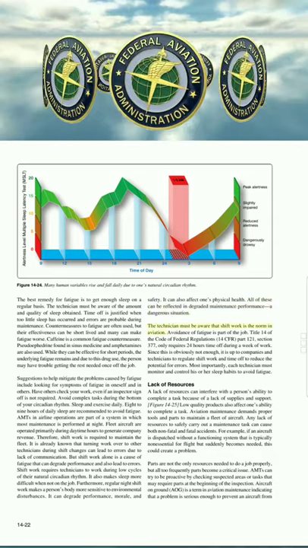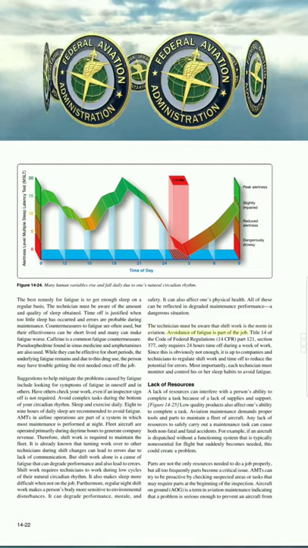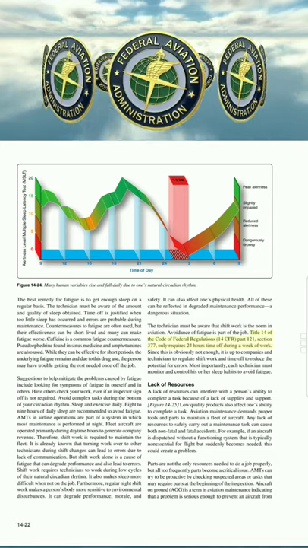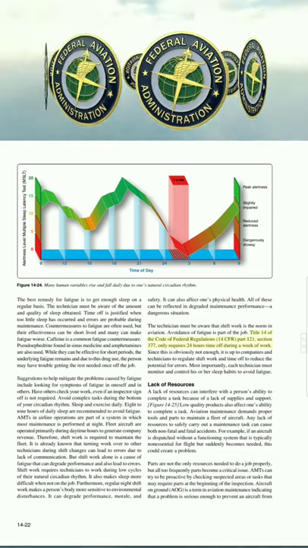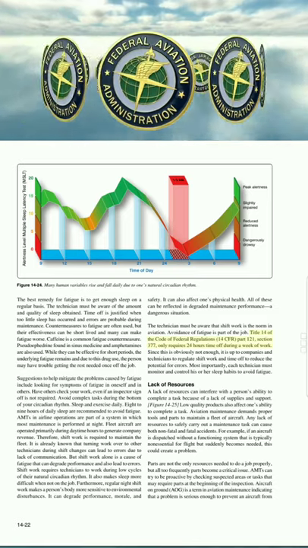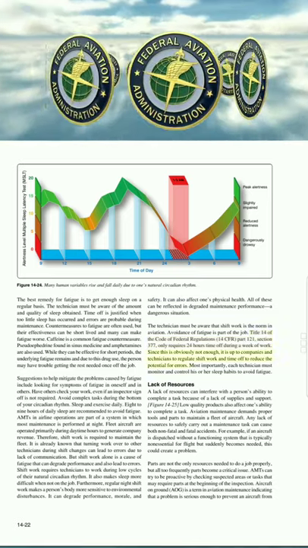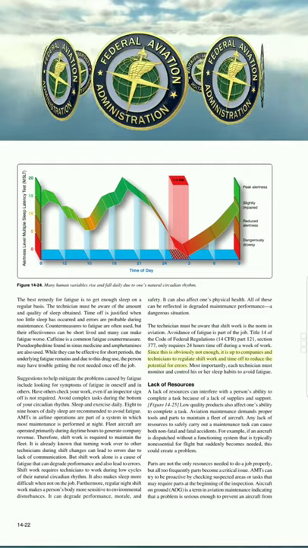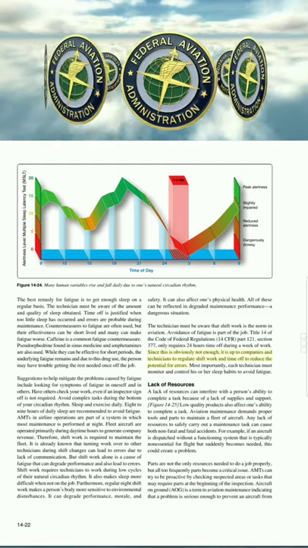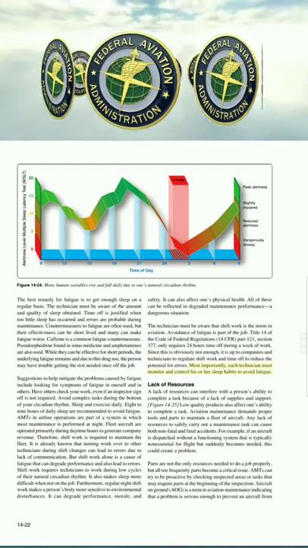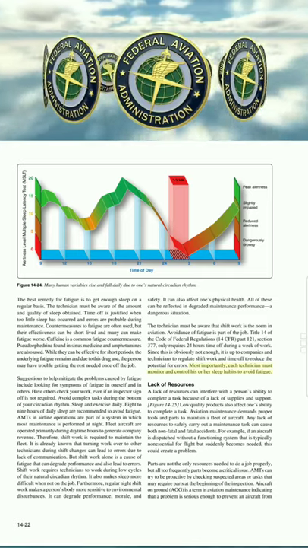The technician must be aware that shift work is the norm in aviation. Avoidance of fatigue is part of the job. Title 14 of the Code of Federal Regulations, 14 CFR, Part 121, Section 377, only requires 24 hours time off during a week of work. Since this is obviously not enough, it is up to companies and technicians to regulate shift work and time off to reduce the potential for errors. Most importantly, each technician must monitor and control his or her sleep habits to avoid fatigue.